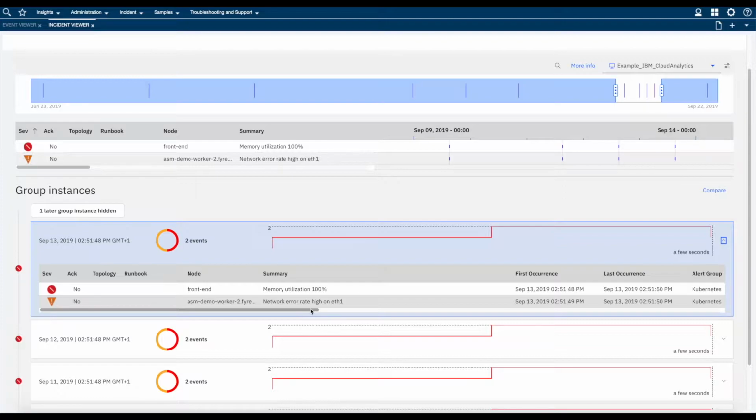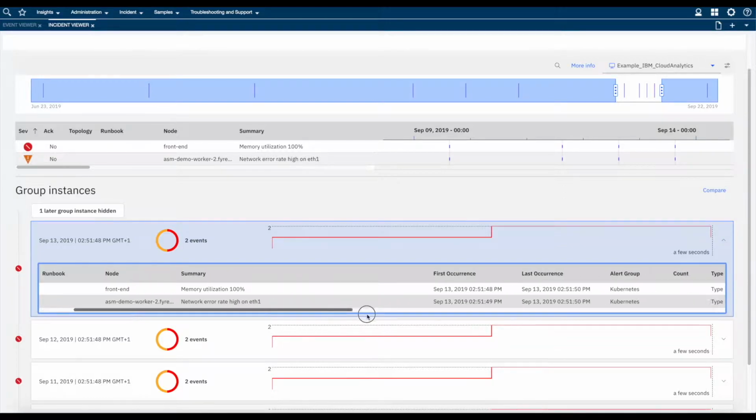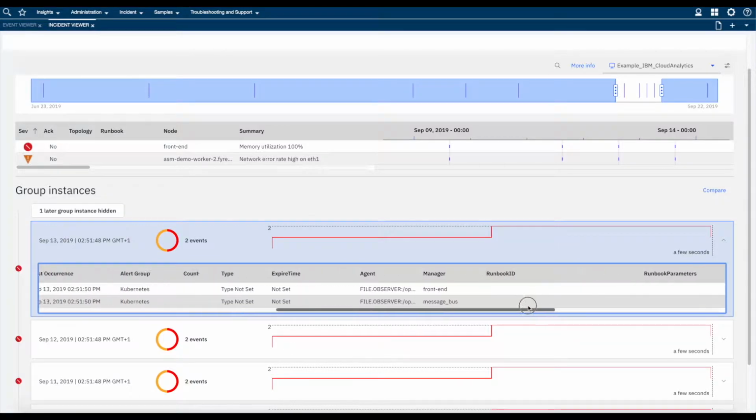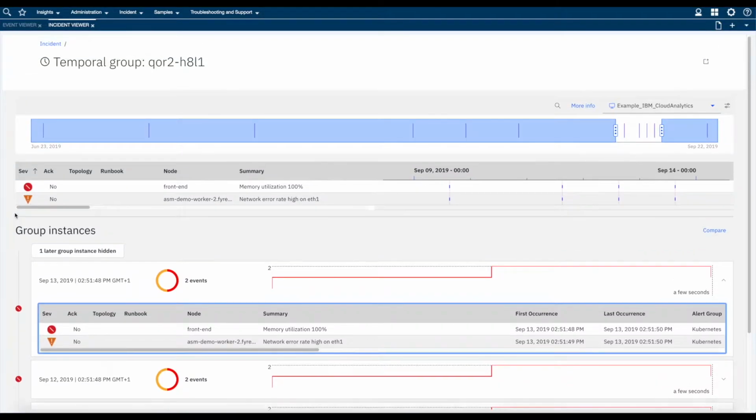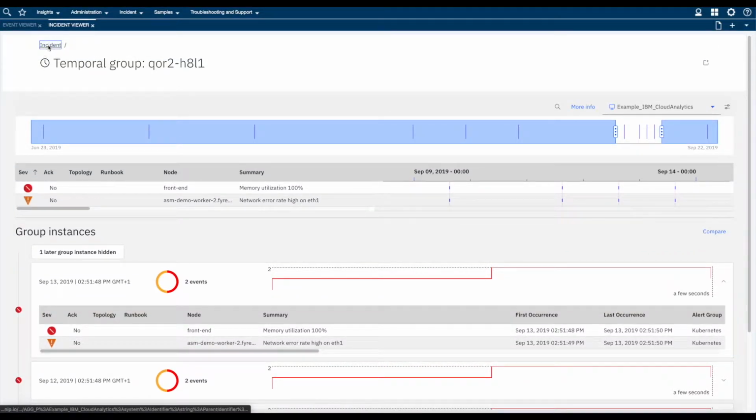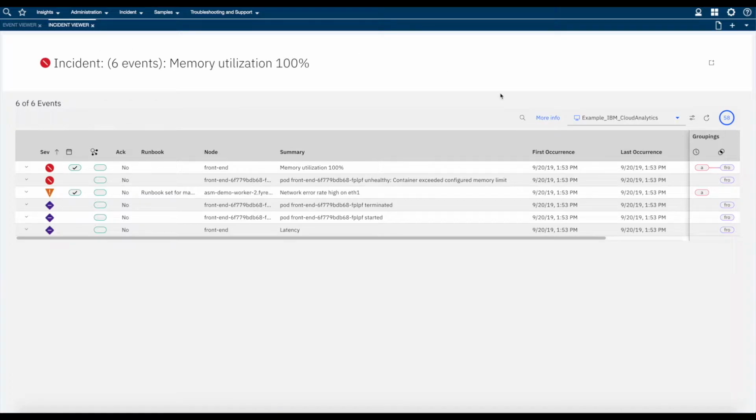And alongside that, we've got access to all of the different event columns, so the operator can really understand exactly what happened each time. The operator is now confident that the system has made the right choice, and these two events are indeed related. So they now head back over to the incident detail page to continue their investigation.